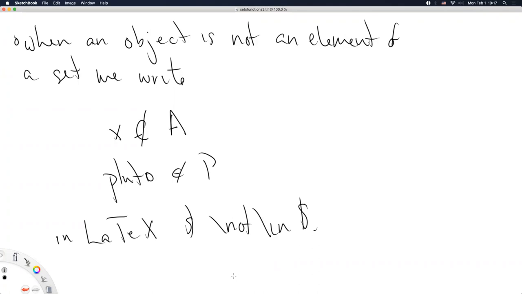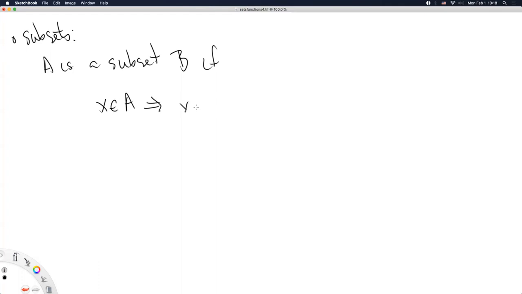Okay, here we go. What else do we got? Sorry, just looking through my notes so I get everything in order. Subsets. The set A is a subset of the set B if, whenever X is in A, that implies X is in B. We write A is a subset of B.